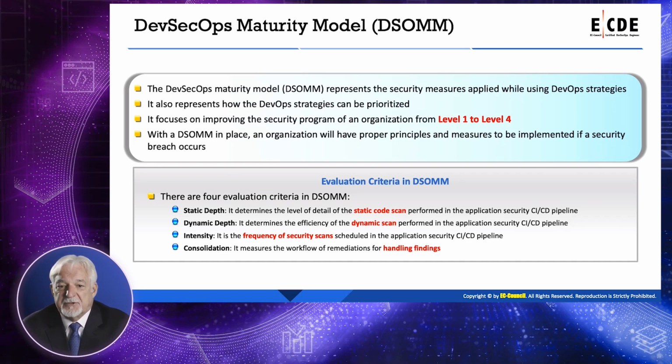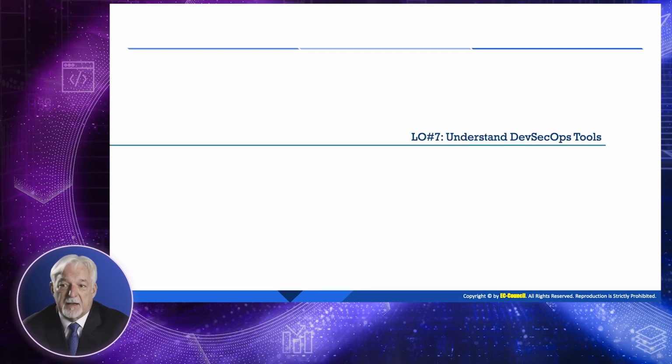There are 4 evaluation criteria within the DSOM model. You have static depth, and this determines the level of detail of the static code scans that are performed in the application security and CI/CD pipeline. The dynamic depth determines the efficiency of dynamic scans performed in that pipeline. The intensity looks at the frequency of scans that are scheduled in the application security pipeline. And finally, consolidation. It measures the workflow of remediations for handling findings. What do you do once you find problems? So these are the 4 major pieces that are evaluated with the DSOM model.